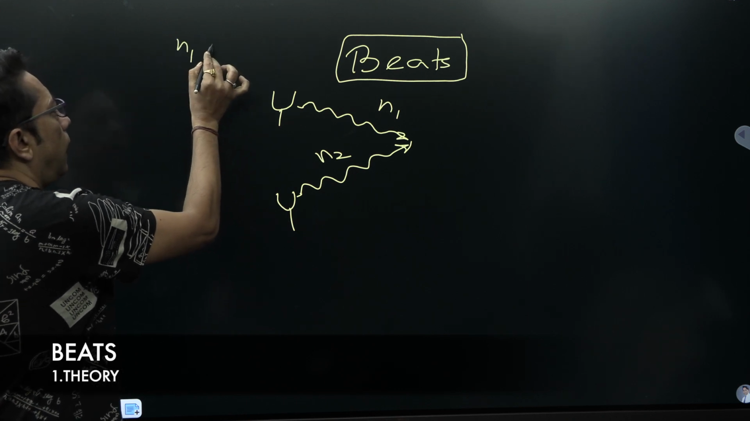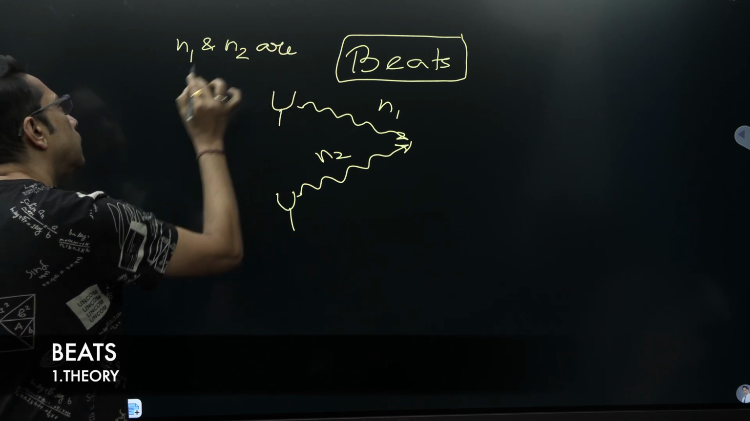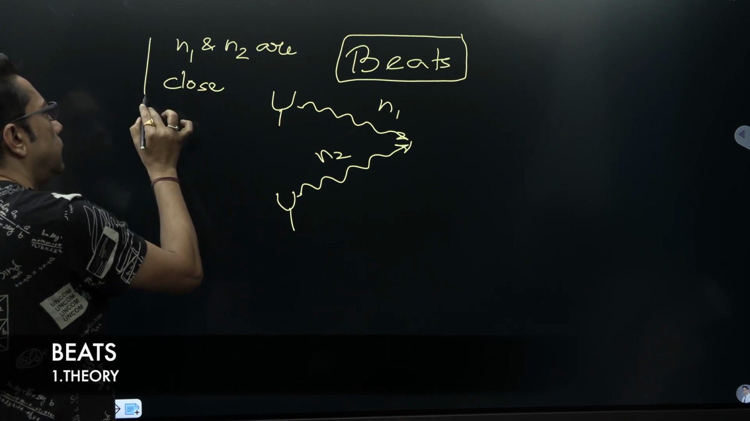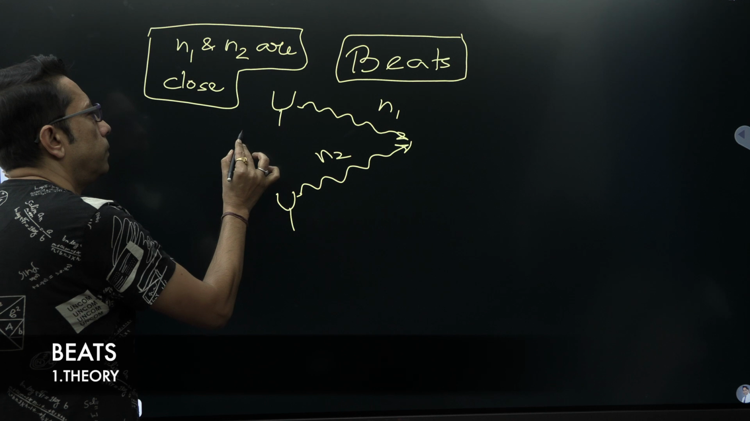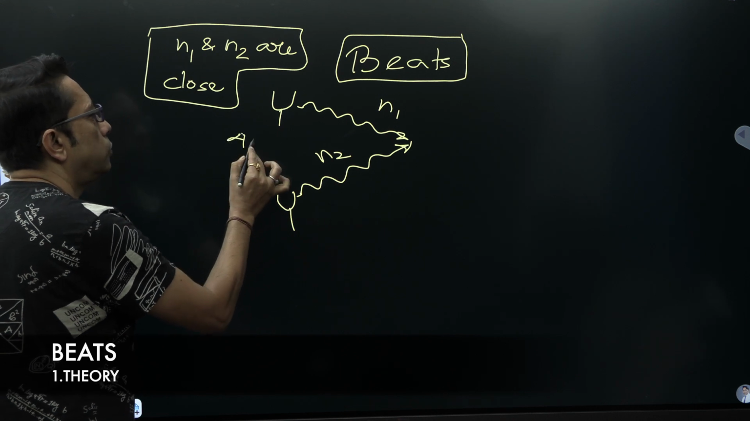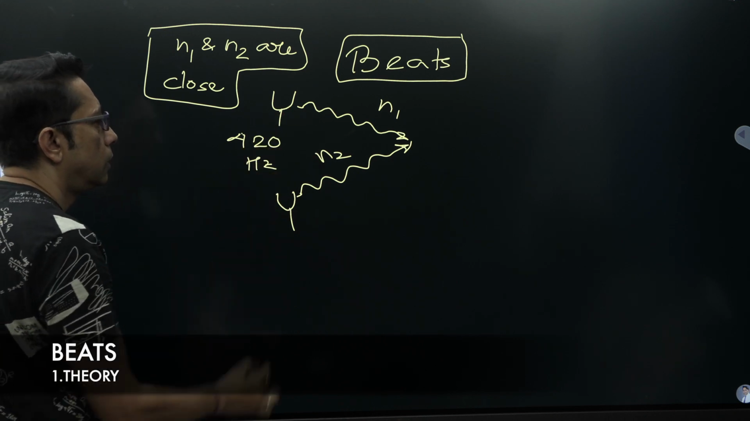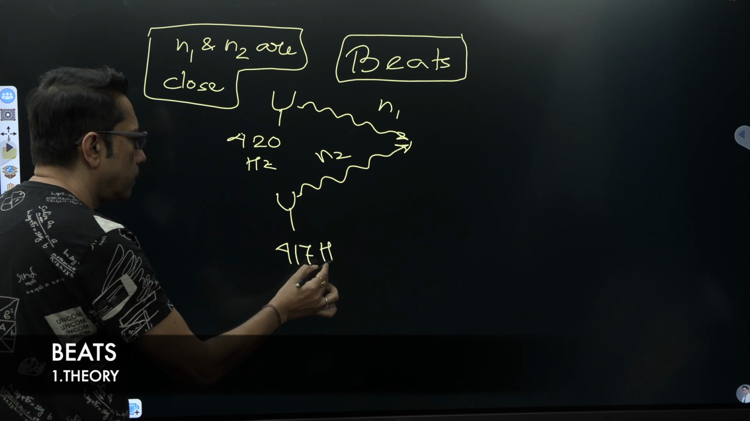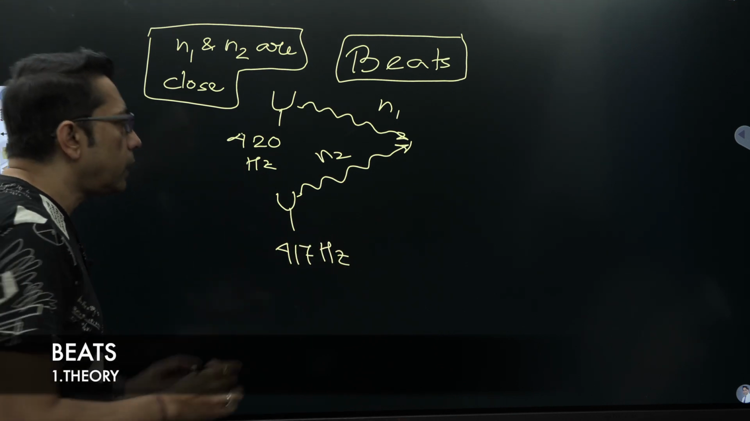N1 and N2 are close. Why close? I'll tell you later. That means suppose N1 is, say, 420 hertz, and N2 is, say, 417 hertz. So they are having close values. That is the meaning. Now what happens?